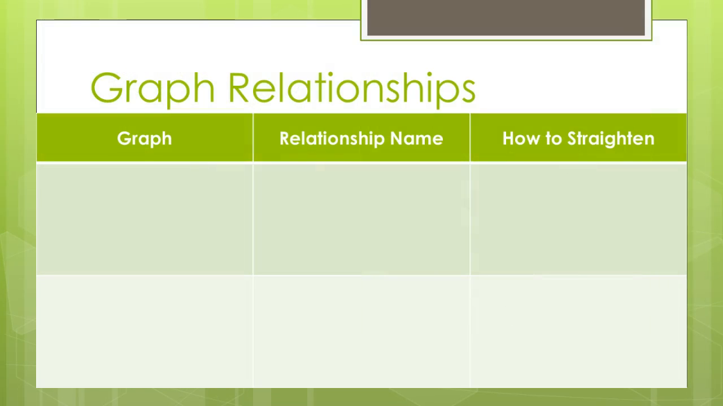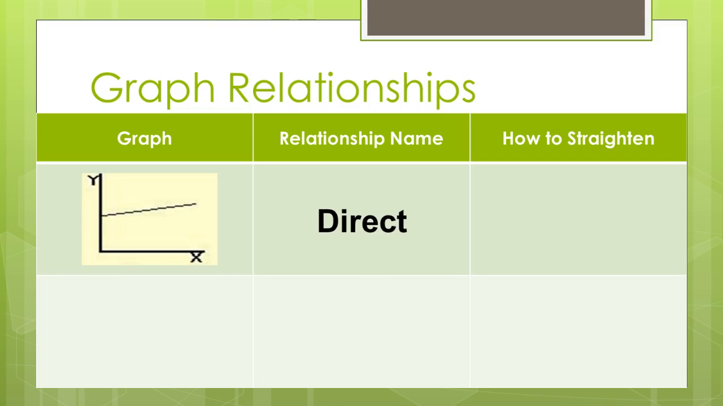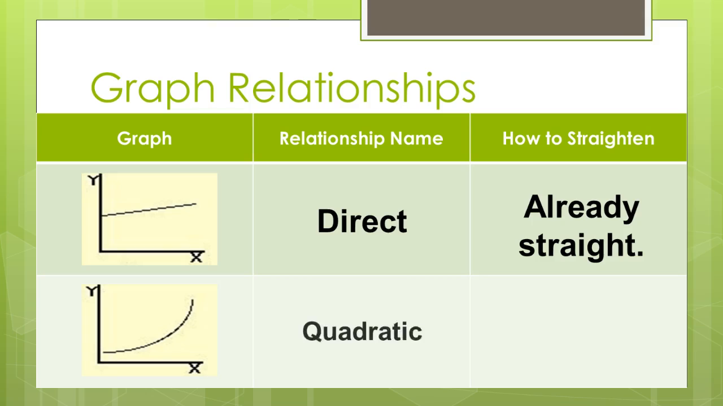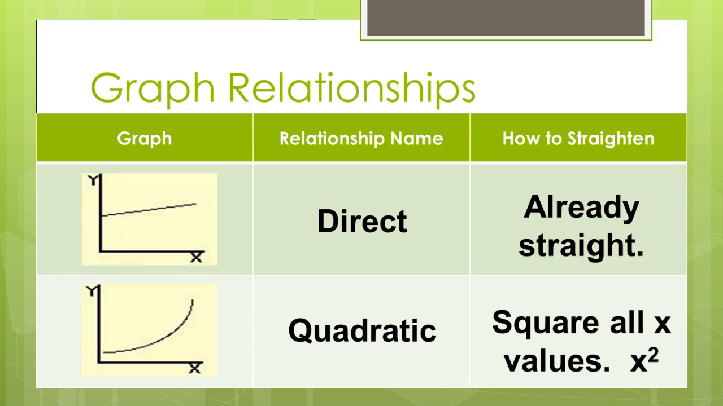To begin, let's do a quick review of our graph relationships. This shape right here we call a direct relationship. It's a nice, straight, direct line. We don't have to do anything to it. It's already straight. Here we have a quadratic relationship. This is the relationship we'll be exploring a bit more. In order to straighten a quadratic relationship, you need to square all of the x values, x squared.